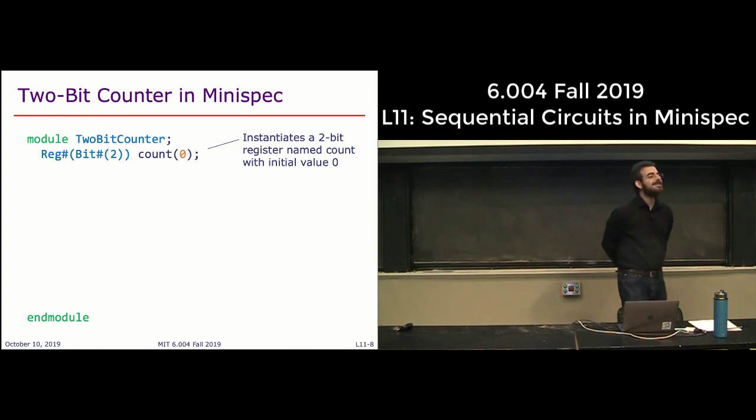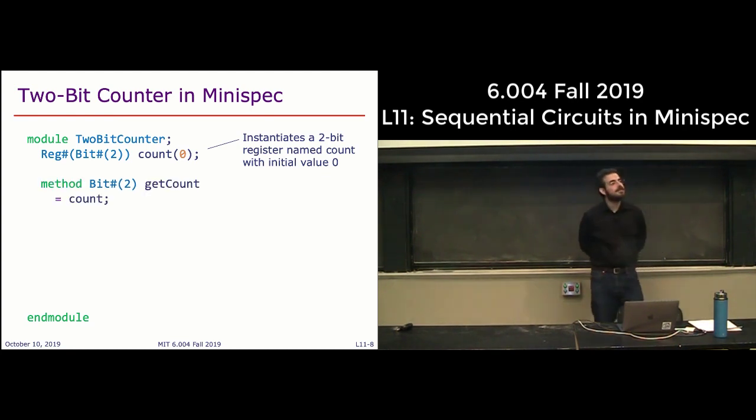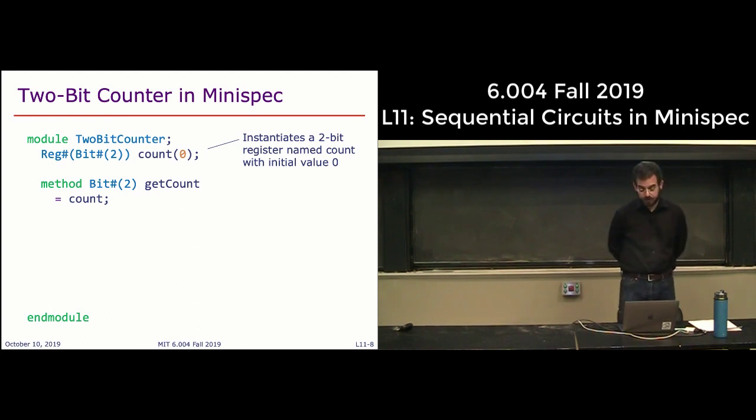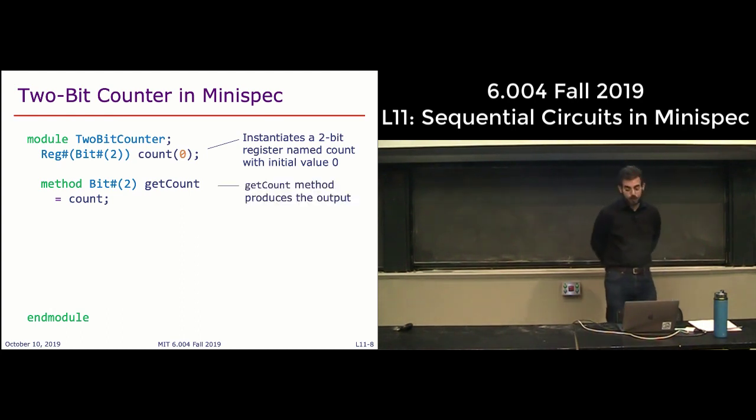Well, produce the output. So we can write this as a method. A method is just combinational logic that computes the output. In this case, it's very simple. We can have a method that returns a bit2 value called getCount that just returns count. We say equals count. In general, methods can have arguments. In this case, this method does not have any arguments because we don't need any input to produce this output.